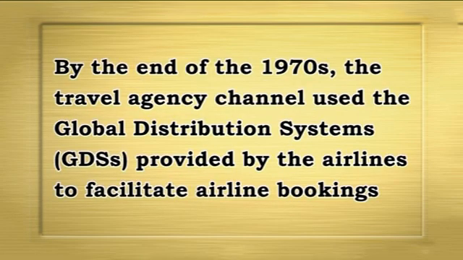By the end of the 1970s, the travel agency channel used the global distribution systems called GDS provided by the airlines to facilitate airline bookings. Hotel booking capability was an add-on along with car rental. Travel agencies found electronic booking less costly to their operation and began to insist that all products be available for them through these channels.